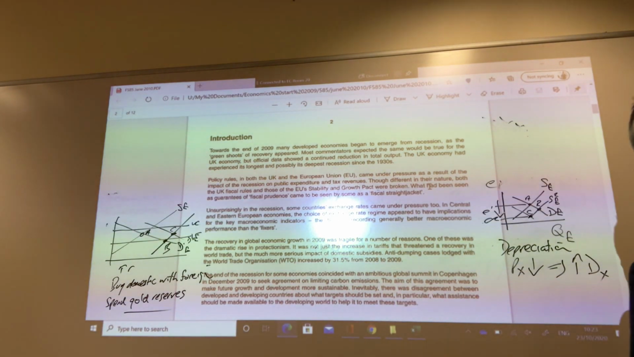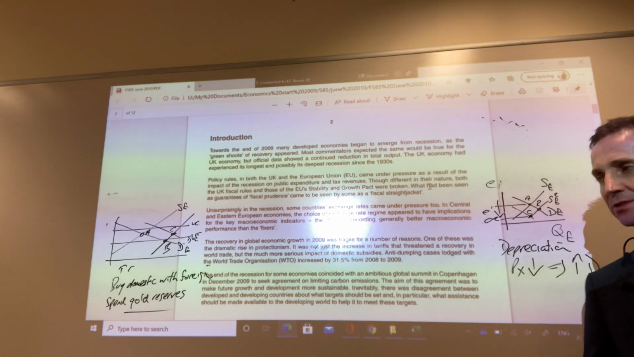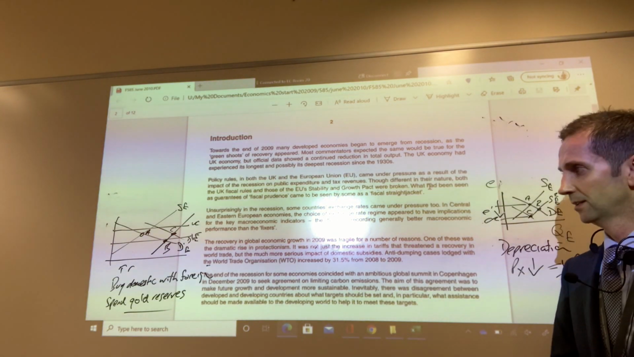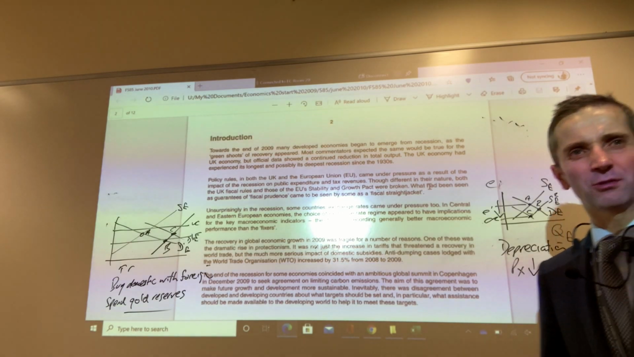Okay. Good knowledge, Megan, of exchange rate systems. Floating, fixed. How would you describe the euro?